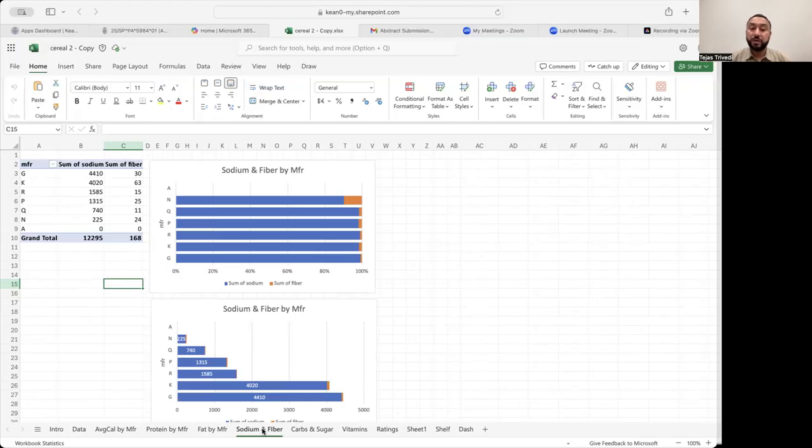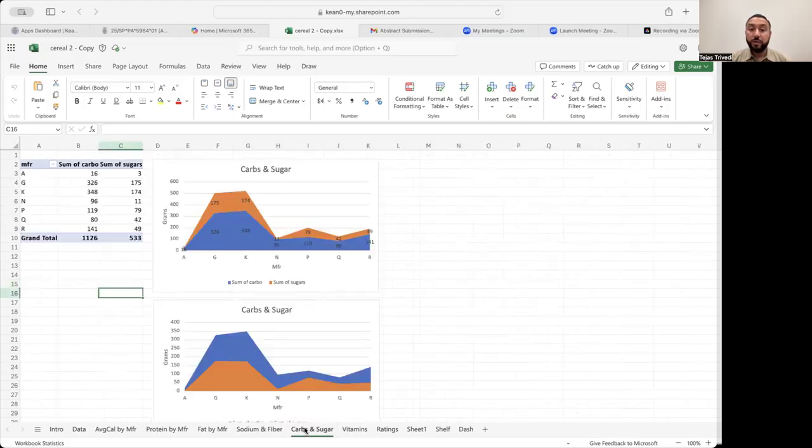And it goes to show you where they are, and the metrics that are there, where a General Mills brand will have the highest amount of sodium and one of the highest amounts of fiber, along with the Kellogg's brands. So there's a good mix in terms of that.